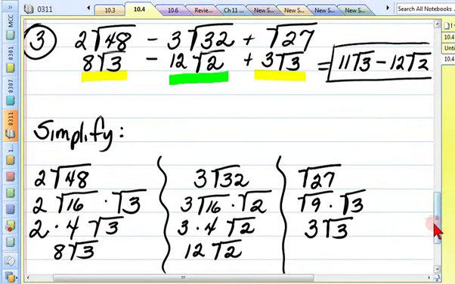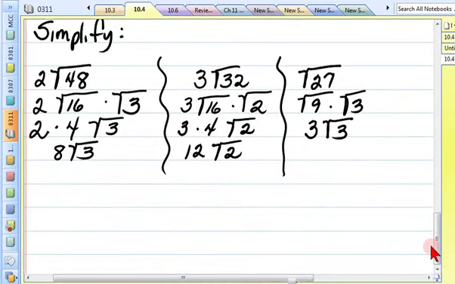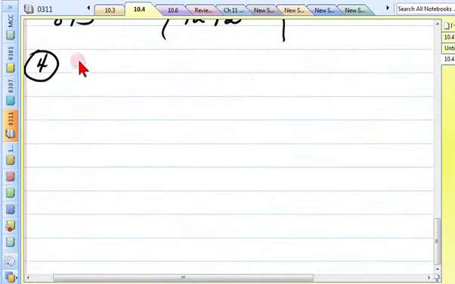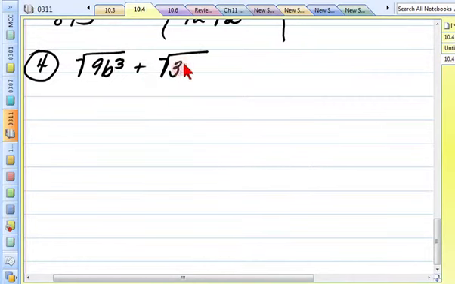All right, let's look at number 4. I have the square root of 9b to the third plus the square root of 36b to the third minus the square root of 100b to the third. Right now, they're not like radicals. So let's see what we can do.